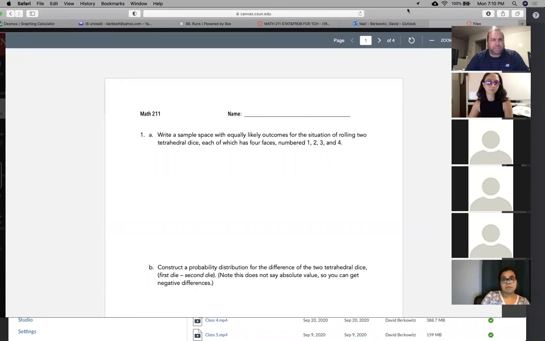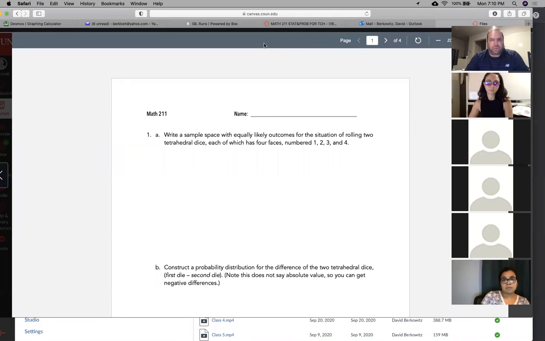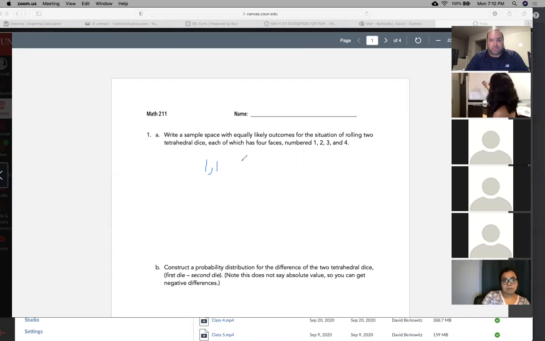It says, write a sample space with equally likely outcomes to the situation of rolling 2 tetrahedral dice, each of which has 4 faces, numbered 1, 2, 3, 4. This is kind of like the situation we did with 6-sided dice, where you just list every possible pair of numbers. Remember, a sample space is the possible outcomes, right? So the possible outcomes would just be the 16 possibilities, dot, dot, dot, of course, but on your test, hopefully you didn't do dot, dot, dot. You actually wrote them all out. But there's 16. The sample space is those 16.